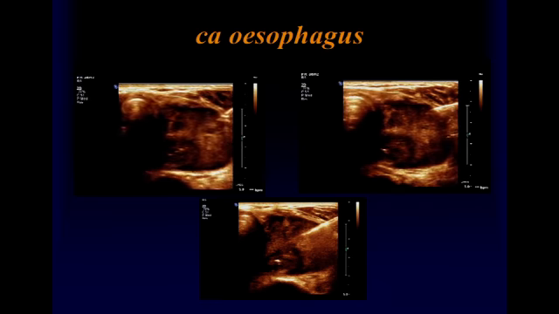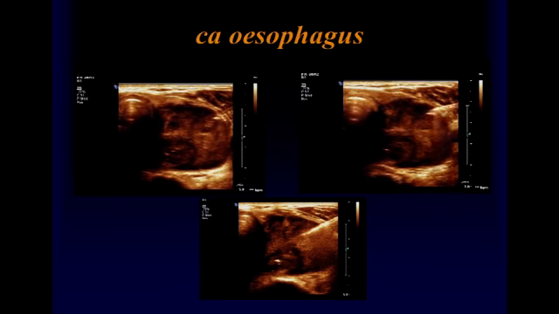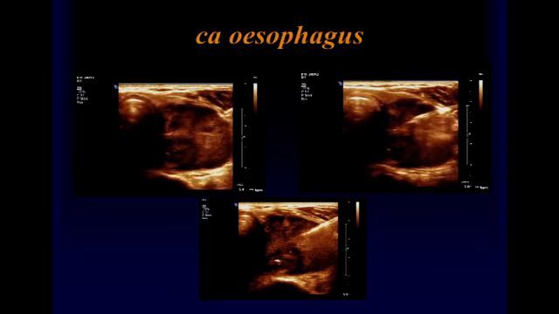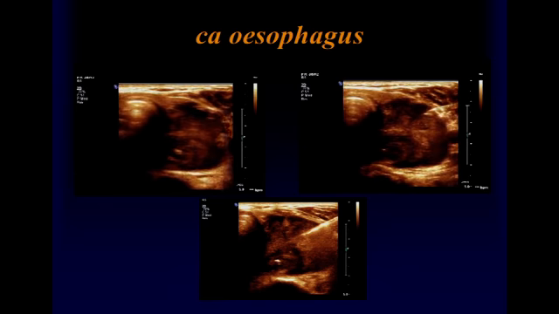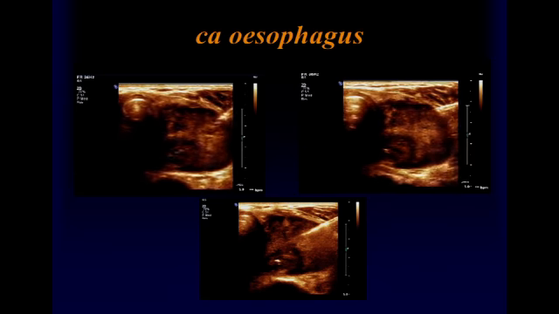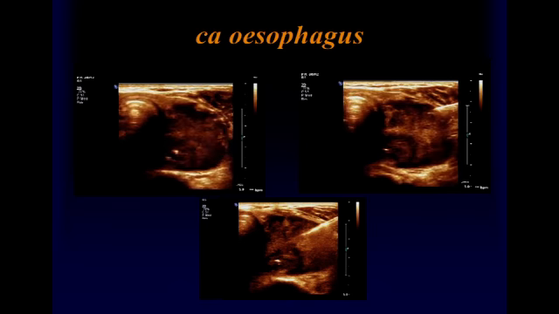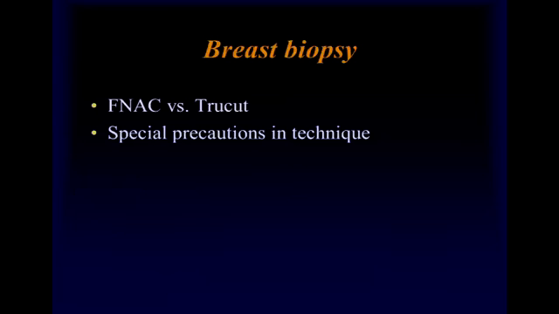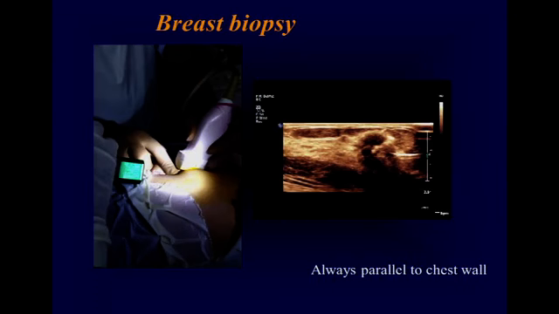Once you have mastered the technique, you can do biopsy of almost anything in the body which is visible to you on ultrasound, except maybe, of course, an aneurysm. So here is an example of a carcinoma of the esophagus where we are doing a trucut biopsy. In breast, again, we have an option of FNA versus trucut. But for all practical purposes, we try and do a trucut biopsy because the yield is much better, and we can always subject the tissue for hormonal analysis as well, or molecular diagnosis.